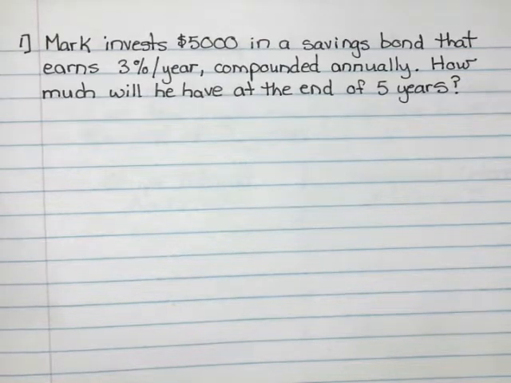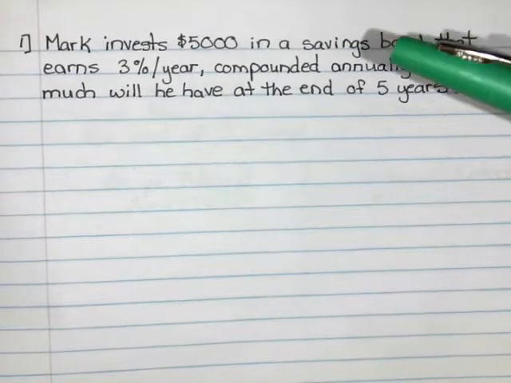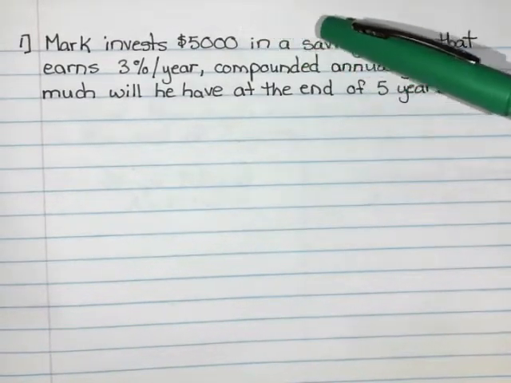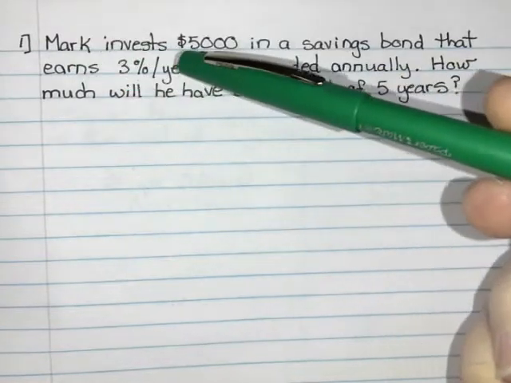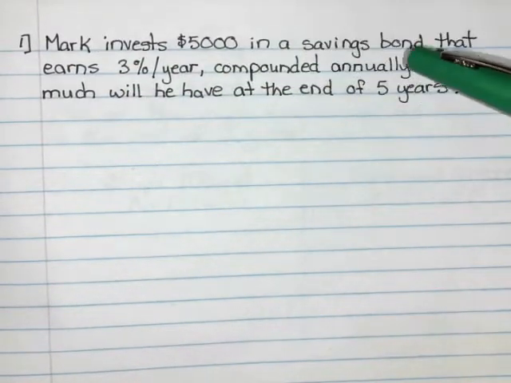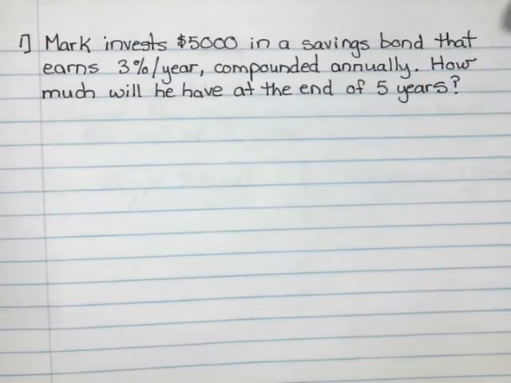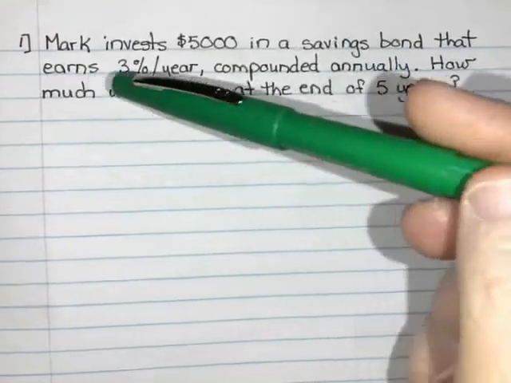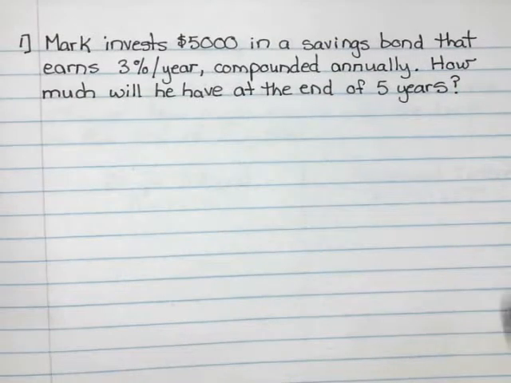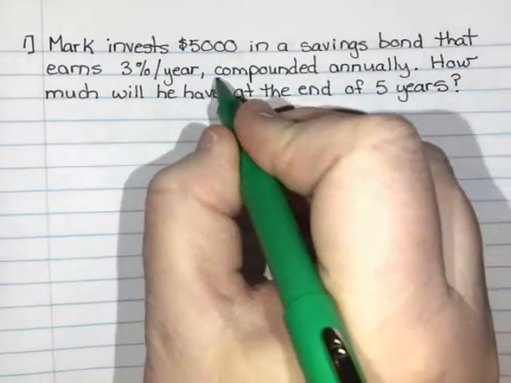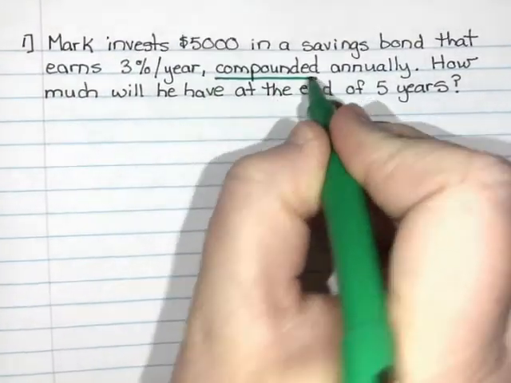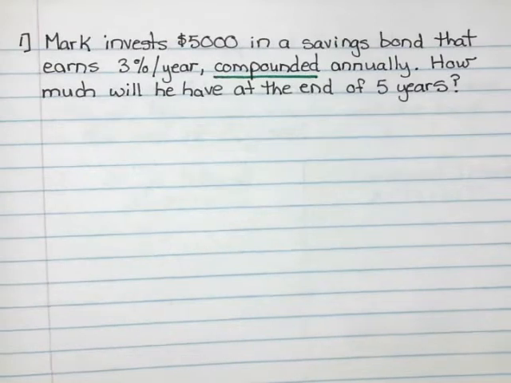We're going to take a look at an example of compound interest. So our question here says Mark invests $5,000 in a savings bond that earns 3% per year, compounded annually. So annually means once a year. And then it says how much will he have at the end of 5 years. So when I'm looking at this question, if I'm trying to decide whether it's simple or compound interest, what gives it away is the word compounded. That's how I know this is compound interest.